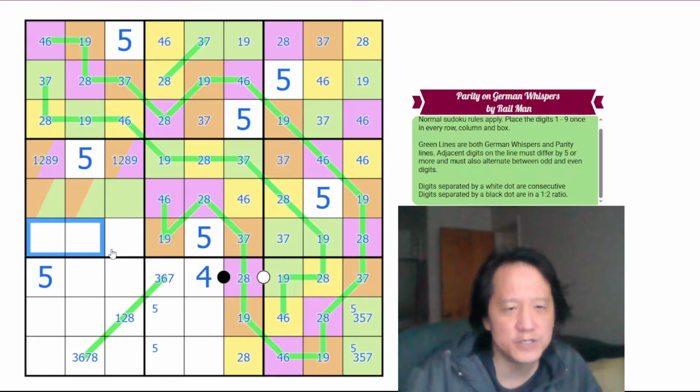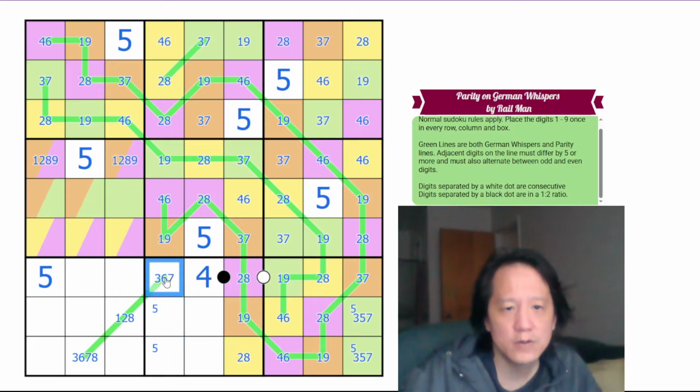Okay. Remaining digits in row 6. We are missing yellow and pink. So yellow and pink are both possible here. We don't know which is which.